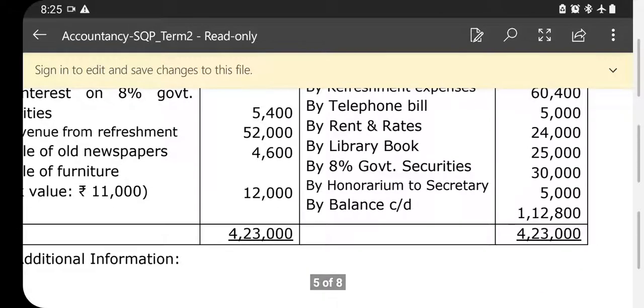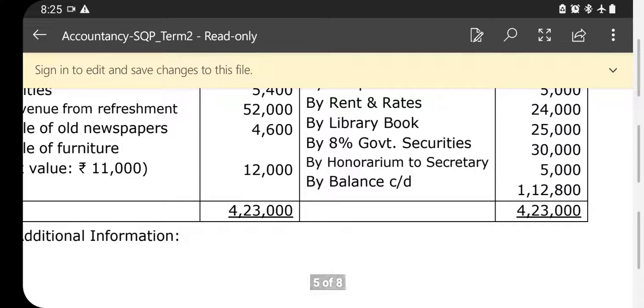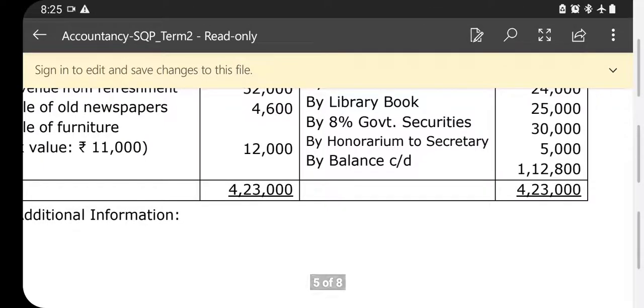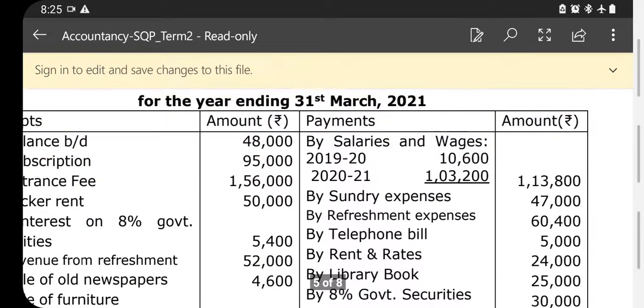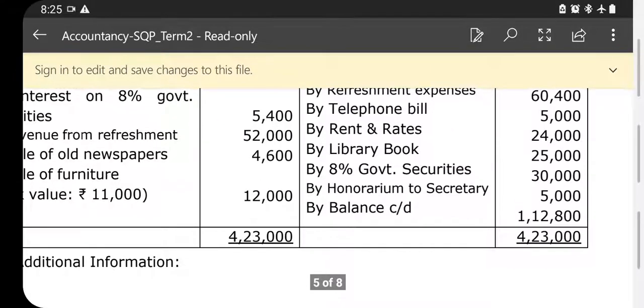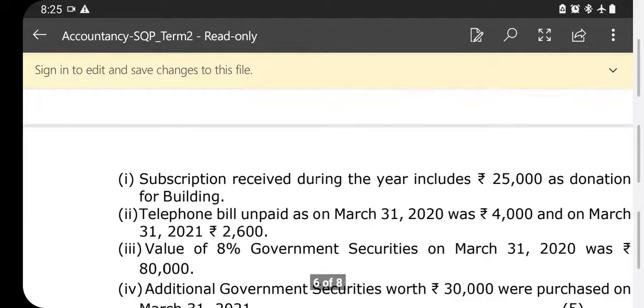By library books 25,000. By 8% government securities 30,000. By honorarium to secretary 5,000. By balance carried down 1,12,800. Total income, total payments. Total payments 1,23,000. So, additional information.